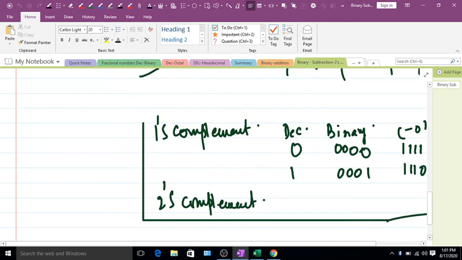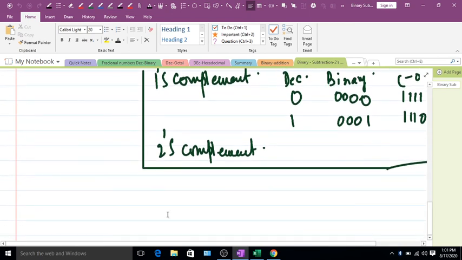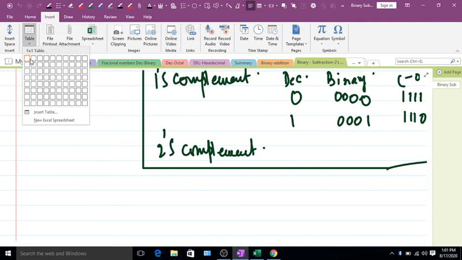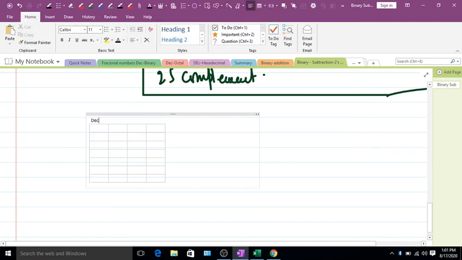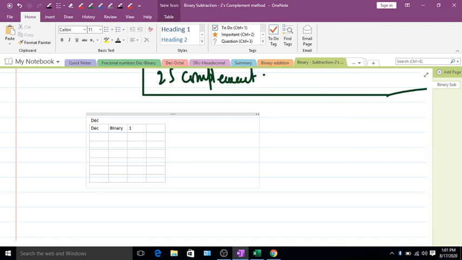Fine. So your homework will be: write the decimal number, write the binary number, okay, and write a decimal number here. Here you write decimal number, here you write binary number, then write 1's complement, write 2's complement. Maybe you can do it for 1 up to 25. Okay? So that's how you will be doing this.